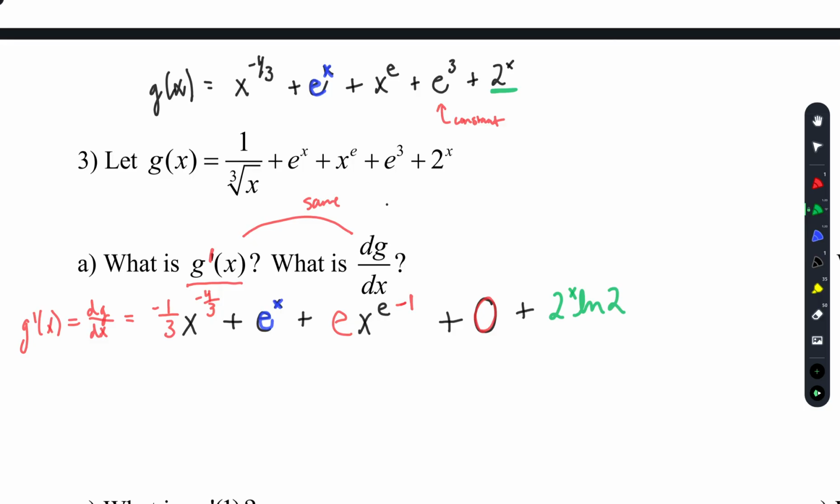Okay. And then now we're going to rewrite it to make it look cute because we have a negative exponent, which looks gross. And the plus 0, that looks lame.